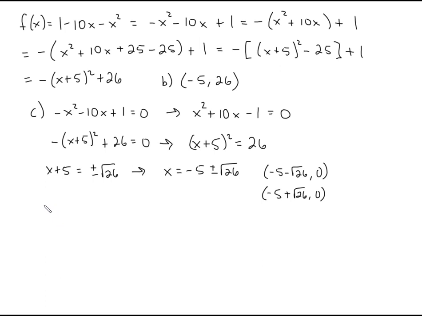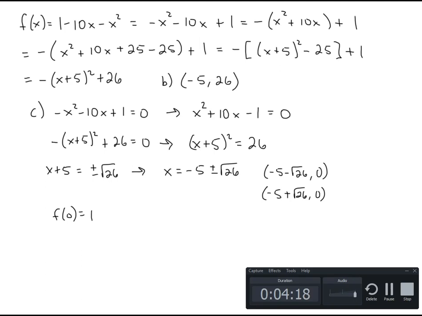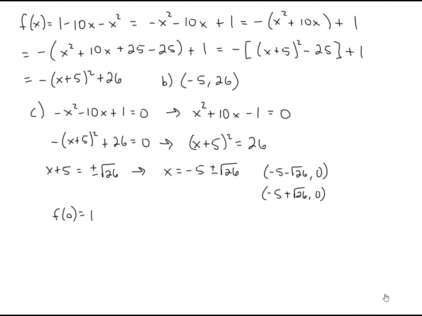Then the y-intercept, the last step. Oh, that's graphing is the last step. The y-intercept is just f of 0, so if I plug in 0 to that original function, you see what's left is just a 1, so f of 0 is 1.